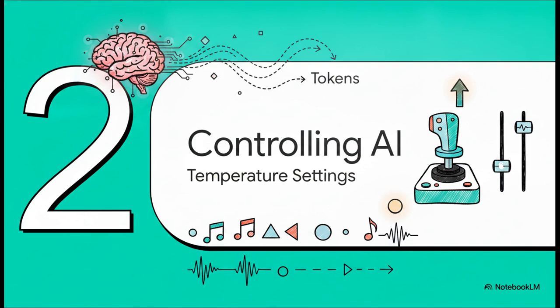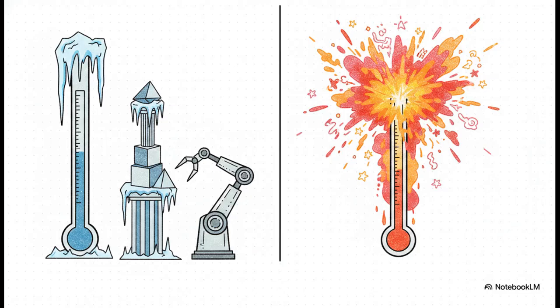Moving right along to Section 2, controlling AI, temperature settings. So how do we actually tell these tokens how to behave? There's a massive contrast in how we instruct AI, and it all comes down to a setting called temperature. If you need the AI to act like a super strict, precise construction crew building your app's backend, you crank that temperature down to 0. This triggers what's called greedy decoding, where the AI always picks the single highest probability token. It is absolutely essential for precise, factual coding.